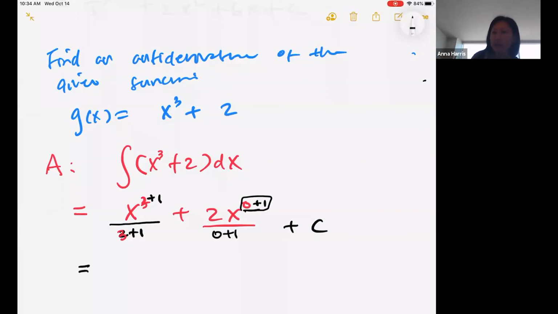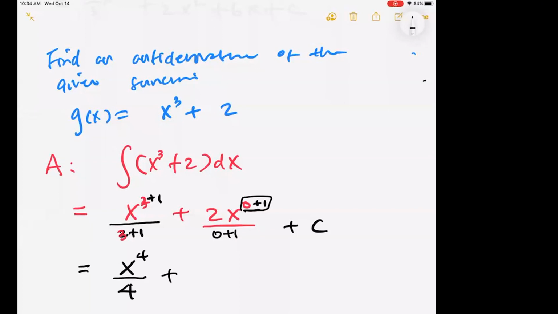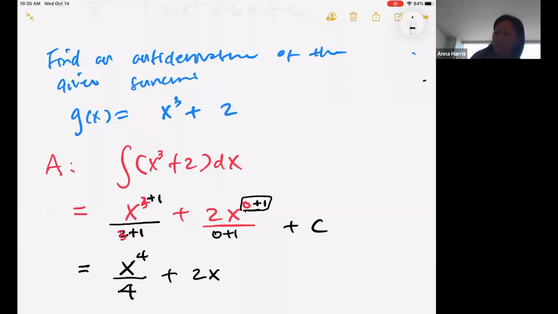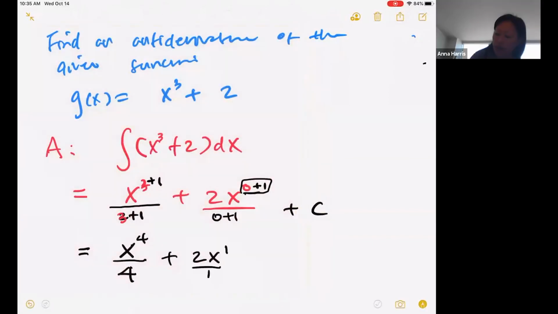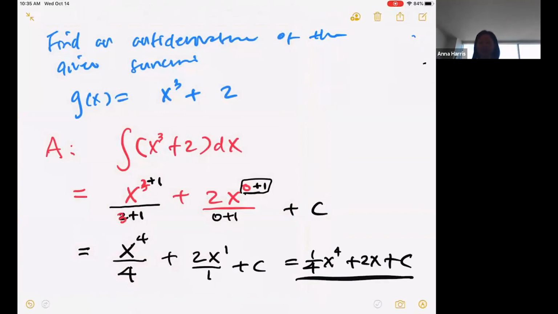Let's simplify it. Brian, you can finish it now. So what do you have? X to the what power? 3 plus 1, what? 4 power. Divided by what? 3 plus 1, which is 4. Okay, next one. 2x to the how many power? It's 1. 1 power, that's right, because 0 plus 1 is 1 power, divided by 1, plus c. Well, I can just say 1 over 4, x to the 4 plus 2x plus c. So we're done. Good job.